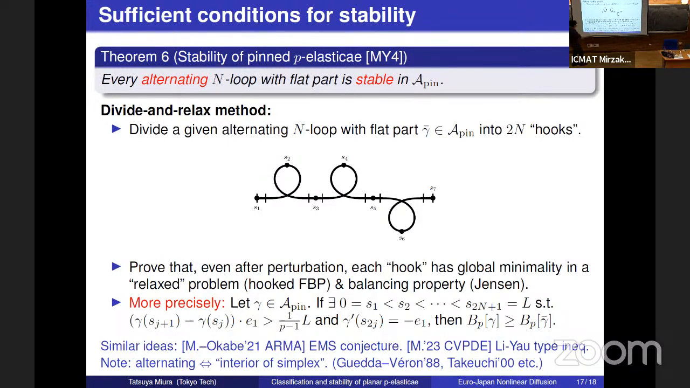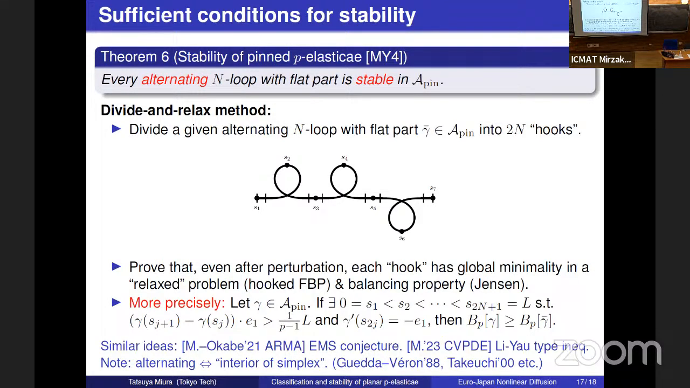And we divide this curve, and we prove that even after a perturbation, this kind of single arc has a special minimizing property, to show that even in the original problem, for every curve in a small neighborhood of this curve, the energy is greater than or equal to that of this curve. Okay. Yes, so this is the kind of divide and relax method.